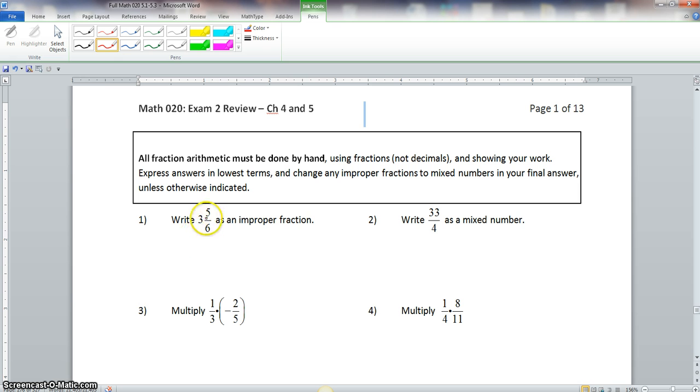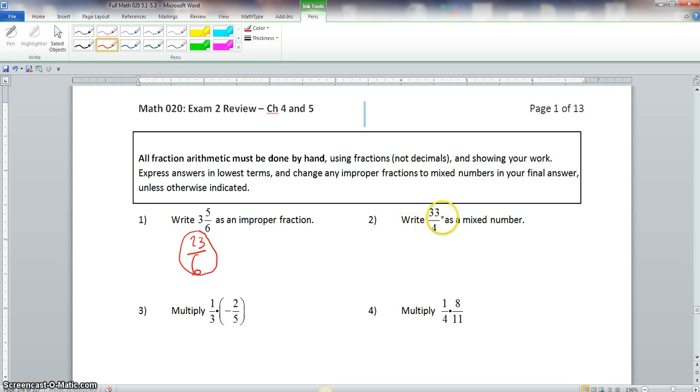It says write 3 and 5/6 as an improper fraction. Okay, first of all, we know that with the improper fraction, our denominator stays the same. So our denominator would be 6. To find our numerator, we would take 3 times 6, which is 18, plus 5, which would give us 23. And that is our final answer.